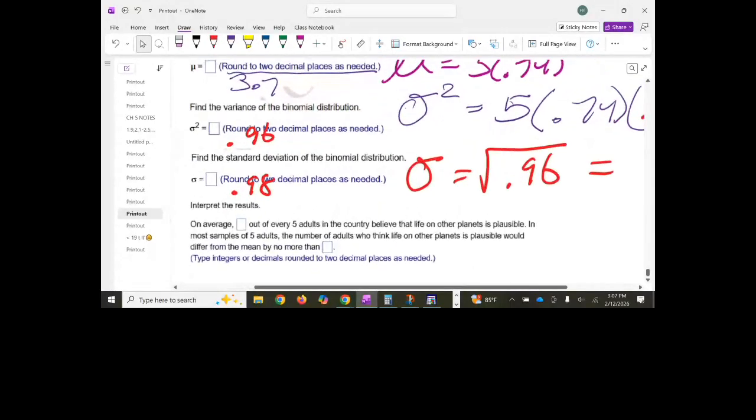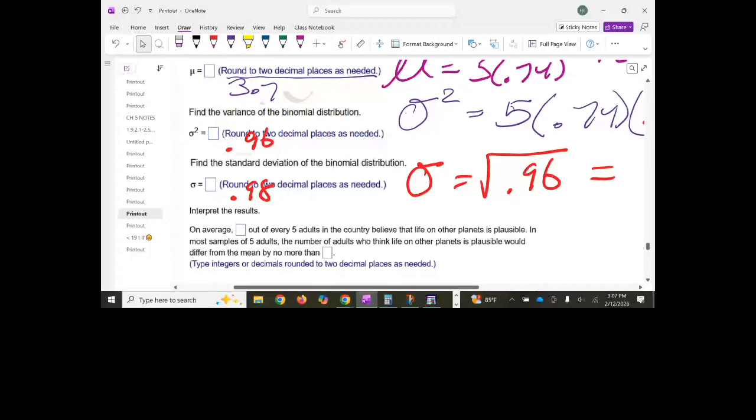Okay, let's do this. Boom. On average, what should these up here y'all refer to the average? The top one, right? The mean. Okay, on average, what did we get for average? What was our number? 3.7. Y'all, right here, I write the number 3.7. 3.7 out of every 5 adults in the country believe that life on other planets is possible. In most samples of 5 adults, the number of adults who think life on other planets is plausible would differ from the mean. The differ is my deviation. What was our deviation? 0.98.